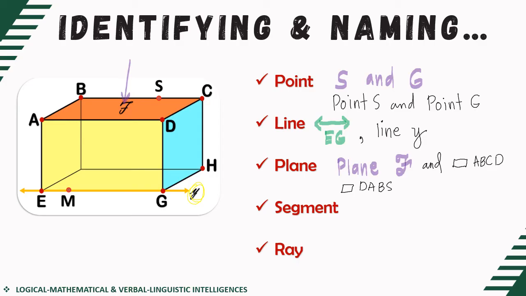Or you can also have another example. We can also have plane CDAB. Either way, these are correct. All right. Now let's proceed with segment. So how do we name a segment?